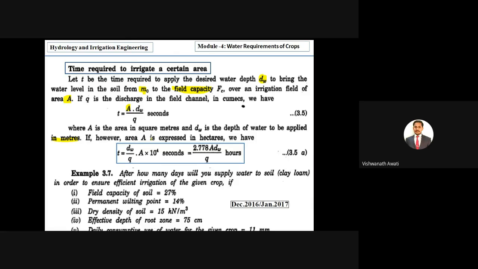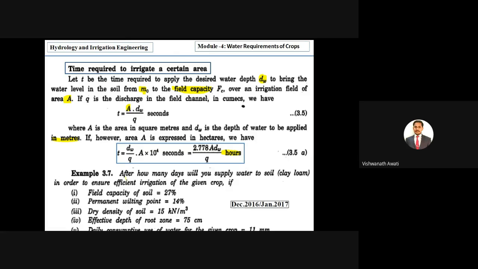If however area is expressed in hectares, then the same formula is reduced to this, right? It is dW by Q, A into 10 to the power 4 because it is converted from square meter to hectares. So that's what you will get, the formula 2.778 A dW by Q hours. It is in terms of hours, right?